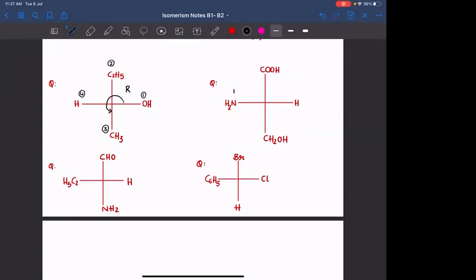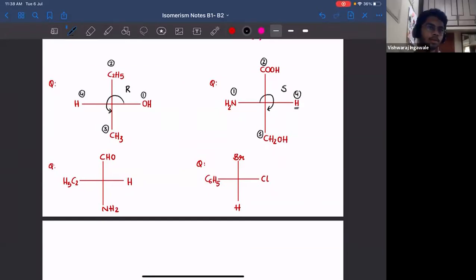NH2 highest number. This is first priority. COOH is second, third, and fourth. 1, 2, 3. You are rotating it in the clockwise sense. You expect this to be R, but the lowest priority is present on the horizontal line. So what will be the answer? This will be S. Any doubt?